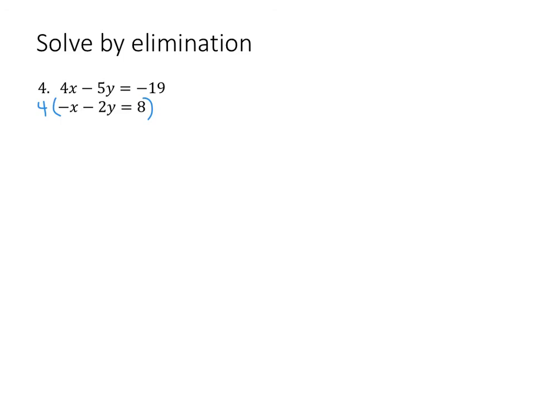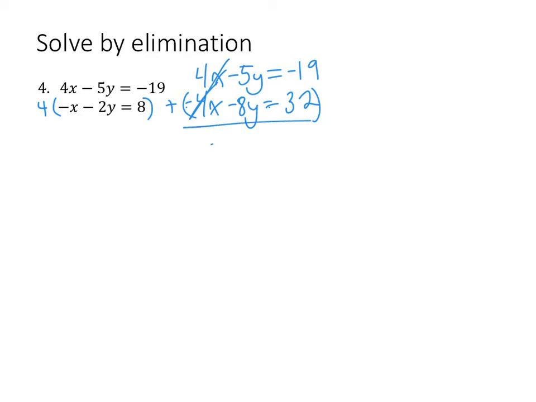So I'm going to rewrite my other one here. 4x minus 5y equals negative 19. 4 times negative 1 gives me negative 4x. 4 times negative 2y gives me negative 8y. 4 times 8 gives me 32. So now, when I add, put that in parentheses so you won't get that subtraction sign. 4 plus negative x is going to give me 0. That's going to eliminate there. Negative 5y plus negative 8y gives me negative 13y.